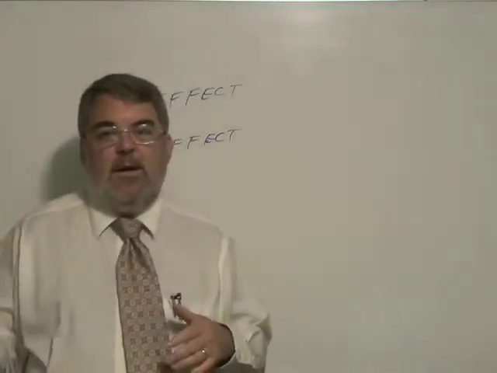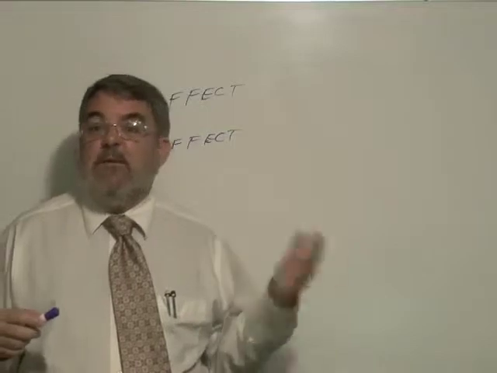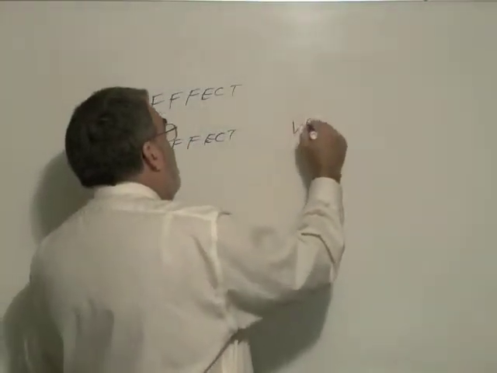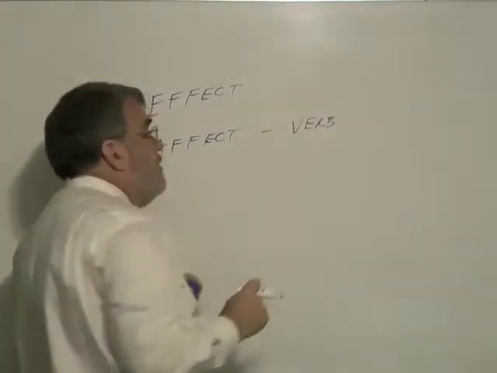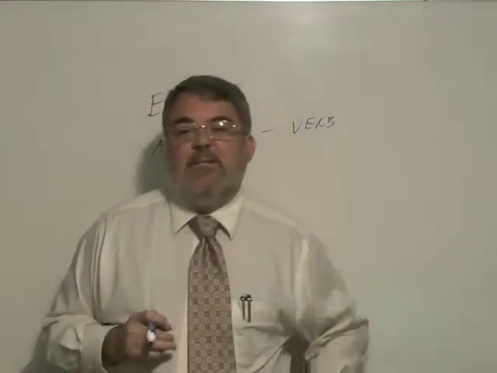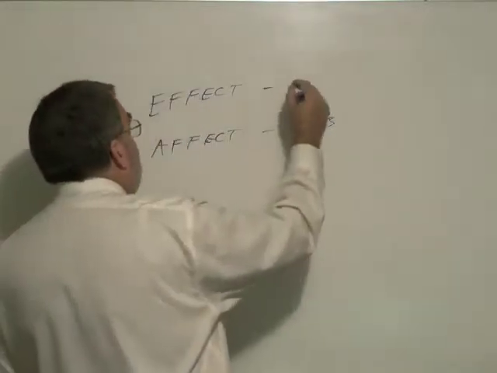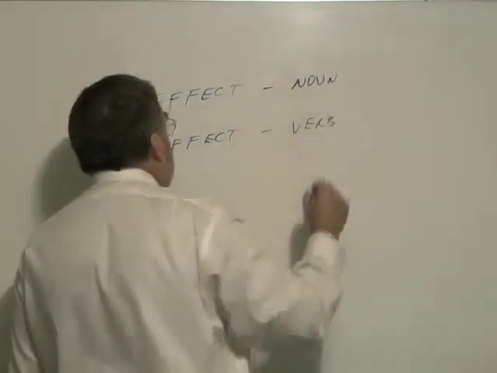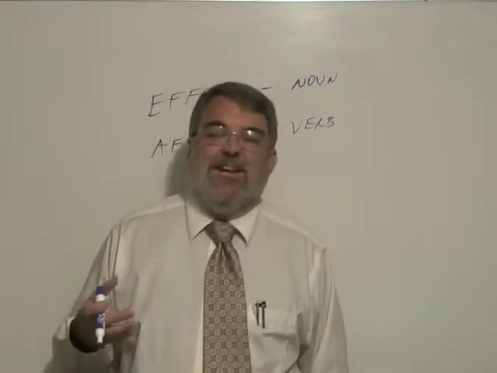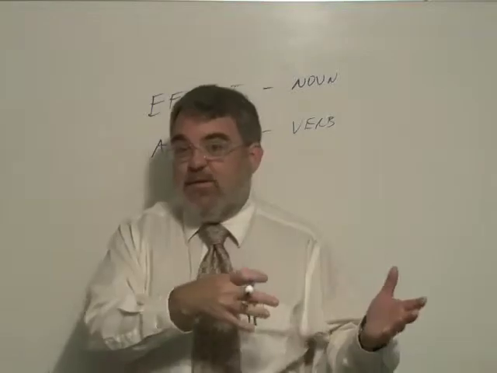When A affects B, something affects something, that means it's a verb. So affect or affects would generally be considered a verb. Now, effect can also be a verb, but it's kind of rare. Effect is normally a noun, and as we use it in this chapter, it's a noun. So the effect of A upon B is measured. That's a noun.